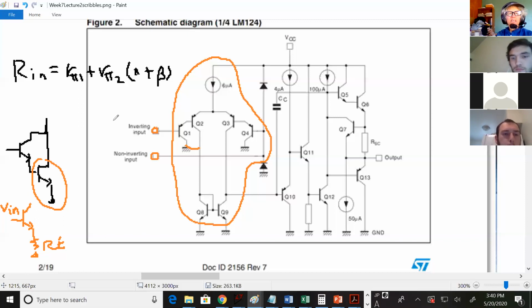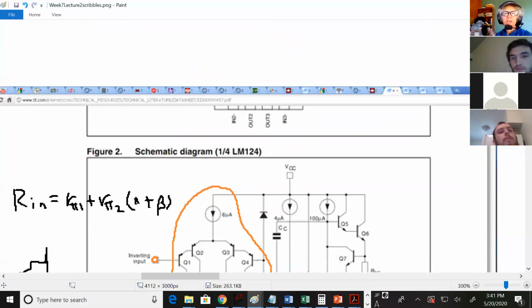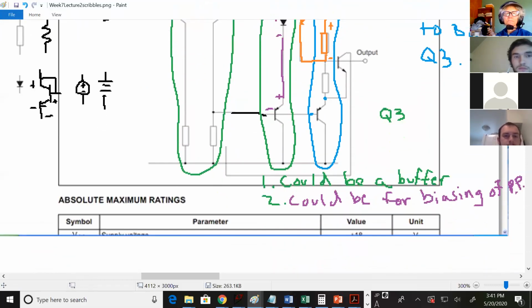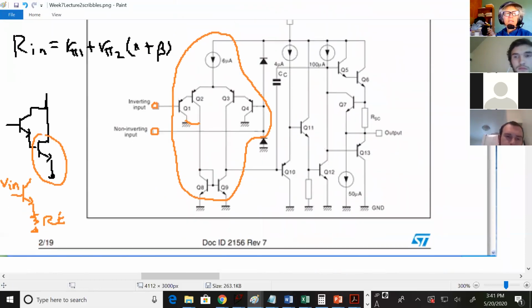Okay. So this has dramatically higher Rn than the previous circuit. Previous circuit, what was the Rn if you just look at one side of this circuit? Just R pi. And depending on what textbook you look at, some of them say 2 R pi, but basically R pi. Okay, so this one's much bigger.